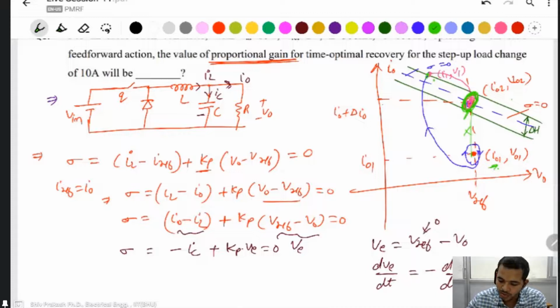When the switch is on, this is the on condition, the on trajectory you can say, and this one is the off trajectory. When the switch is on, you have an initial value to a final value, and when the switch is off, this one is the initial value and this one is the final value.